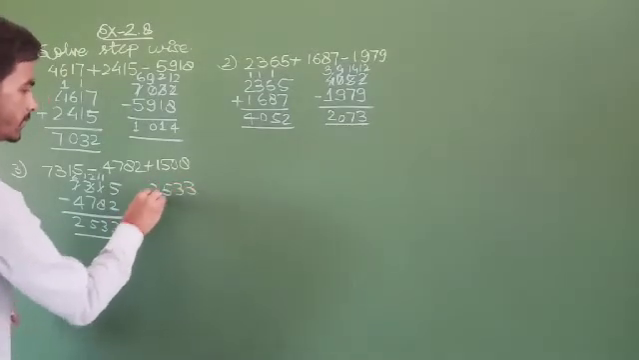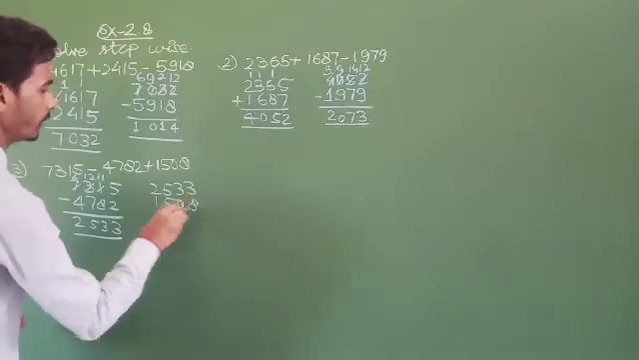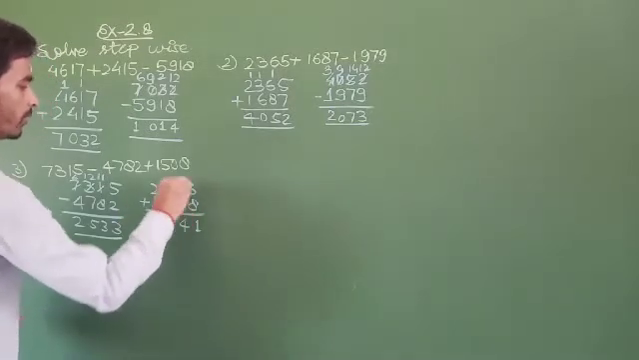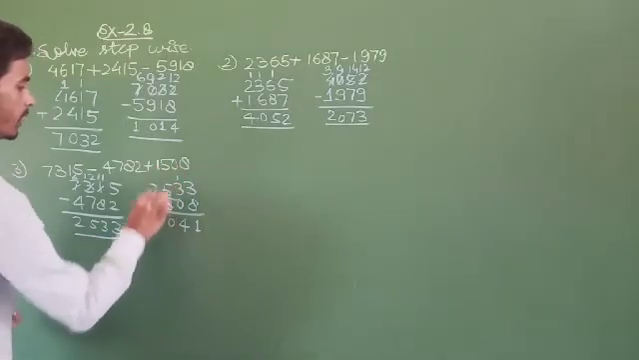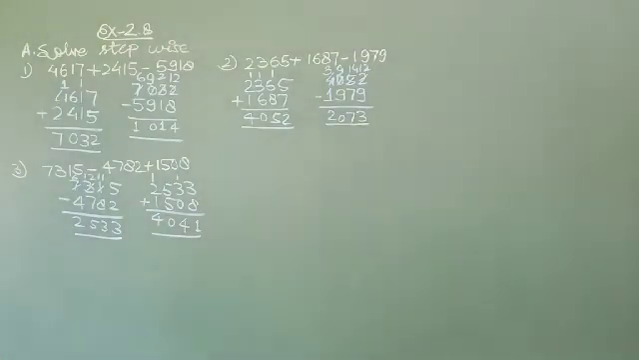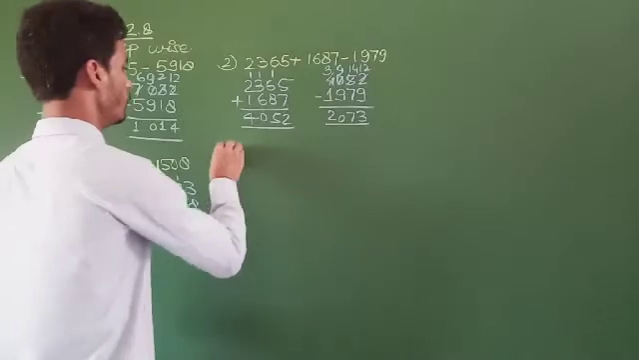And now 2543 plus 1508. 8 plus 3 is 11, 1 and 1 carry; 3 plus 1 is 4; and 5 plus 5 is 10, 0 and 1 carry; 2 plus 1 plus 1 is 4. That is 4041.